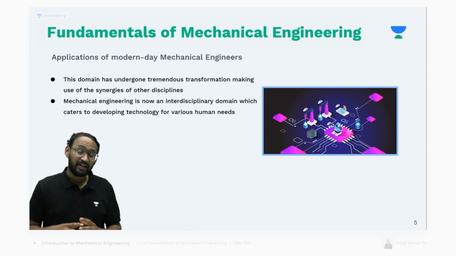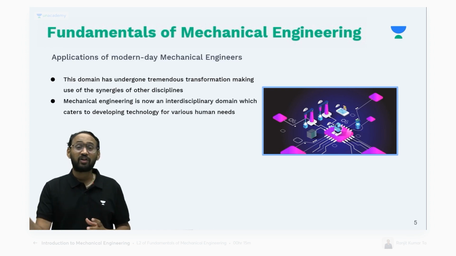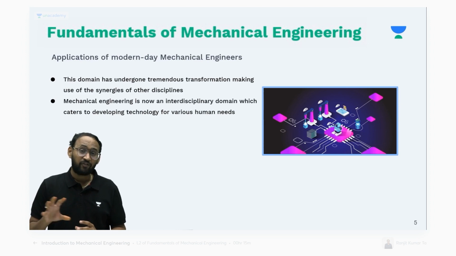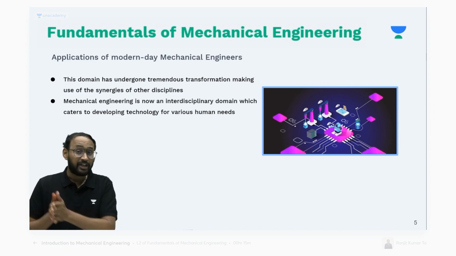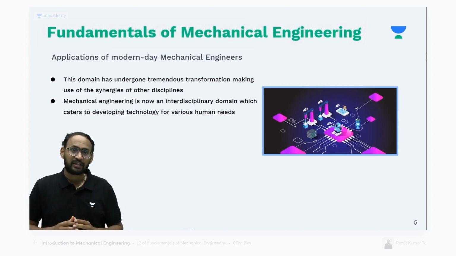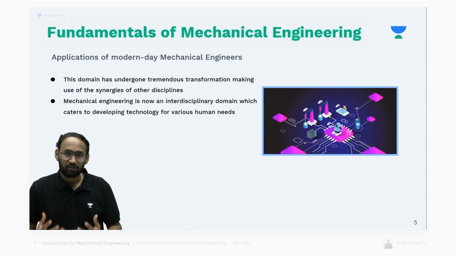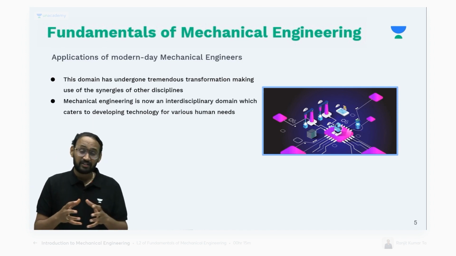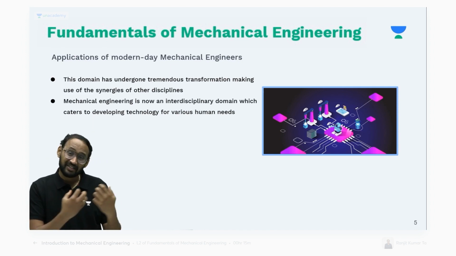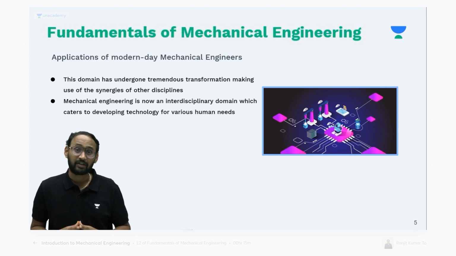But modern day mechanical engineers have a new sort of gameplay. They have to work in tandem with other mechanical engineers as well as multidisciplinary teams. Those multidisciplinary teams could be electrical engineers, electronics engineers, computer science engineers, or of late, artificial intelligence or machine learning engineers. This new way of working is very important for mechanical engineers to extract the synergies with these interdisciplinary teams for the success of the product.